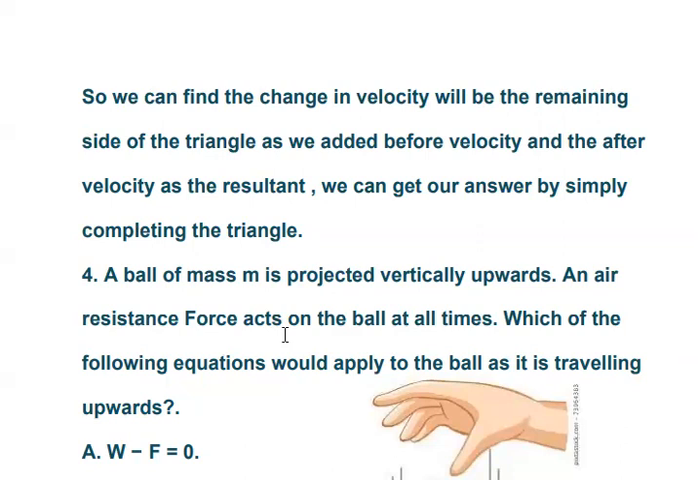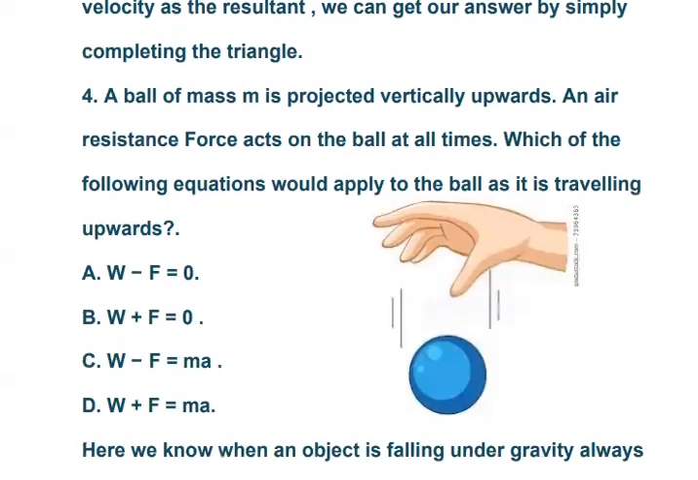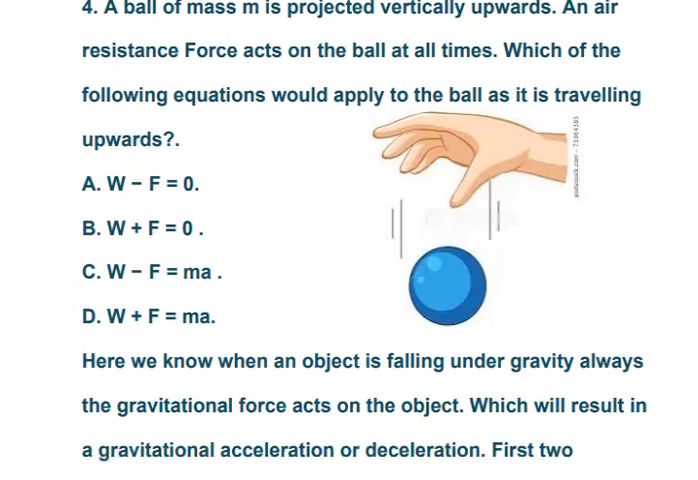Question 4. A ball of mass m is projected vertically upwards. An air resistance force acts on the ball at all times. Which of the following equations would apply to the ball as it is traveling upwards? A. W + F = 0. B. W plus F equals 0. C. W + F = ma. D. W plus F equals ma.